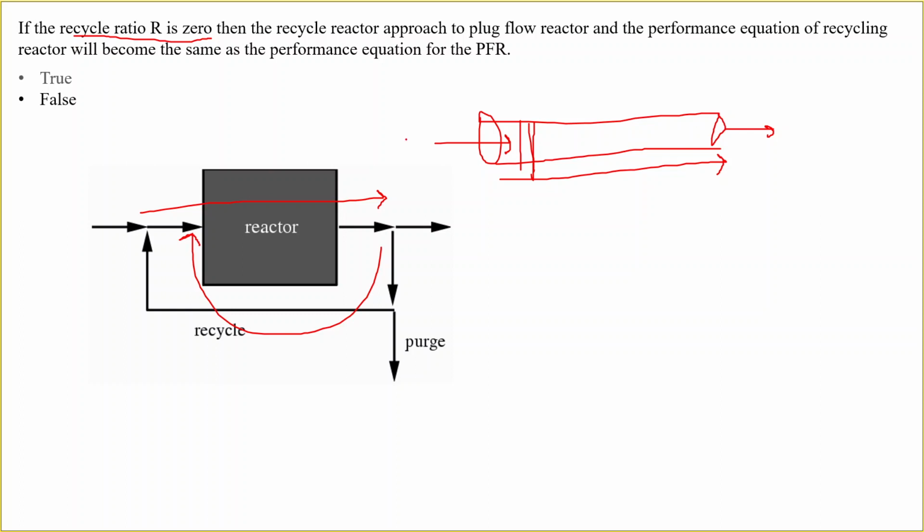Since all the elements inside the plug are going as they are, there is no actual mixing involved here. We can see that this corresponds to the reactor shown here because the recycle ratio is 0. So the recycle reactor approaches plug flow. That's why this statement is true. It's a pretty straightforward question. Moving on to the next one.